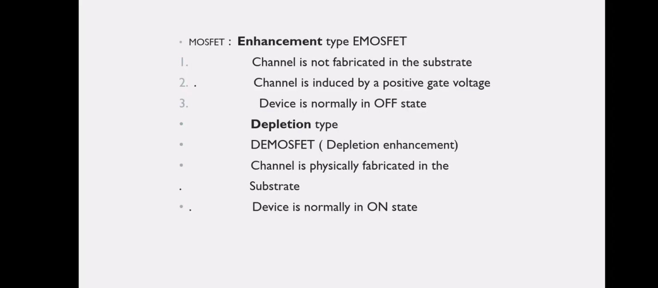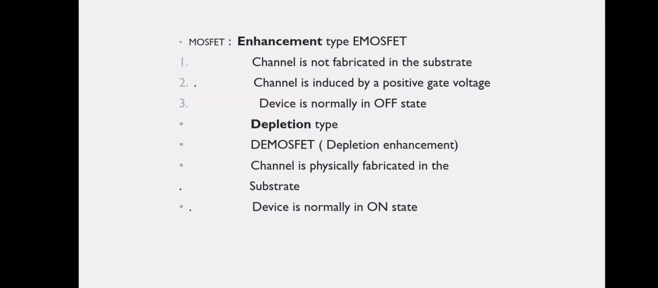Now, depending on the mode of operation, MOSFET can be classified into two types. First is the enhancement type MOSFET and the second is the depletion type MOSFET. The depletion type MOSFET is also known as depletion enhancement type MOSFET or DE MOSFET because it can be operated in both depletion mode and enhancement mode. But the enhancement type MOSFET operates only in the enhancement mode. And this is the widely used MOSFET technology, that is the E MOSFET, the enhancement MOSFET. So we'll be discussing the N type enhancement type MOSFET here.